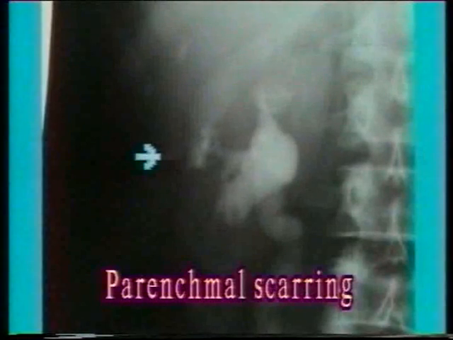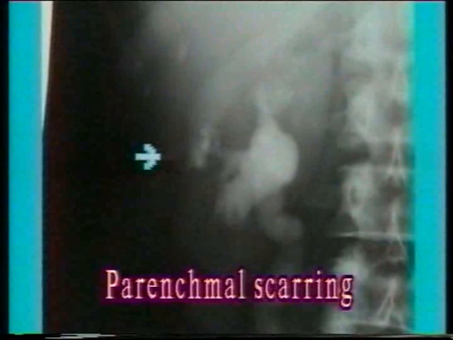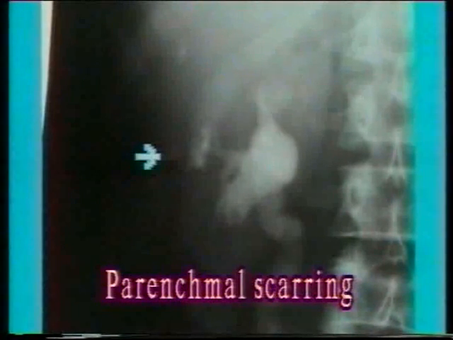In this X-ray, observe the renal outline carefully. The nephrogram shows an indentation in the renal parenchyma at the point shown by the arrow. This is due to parenchymal scarring. This is another characteristic of renal tuberculosis.